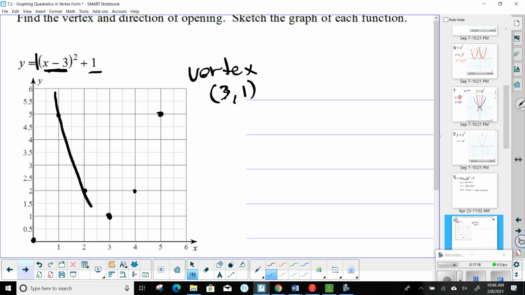Okay, then draw my parabola. Okay, and I'm done. So left, right, up, down, find where the vertex is. And then A determines if it's opening up or down, and if it's steeper or less steep, in this case, just normal. Okay, let's do the domain and range.